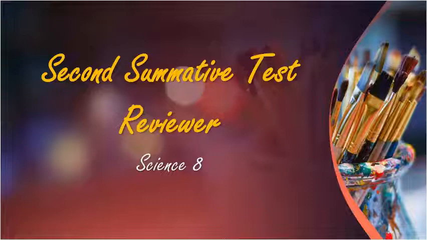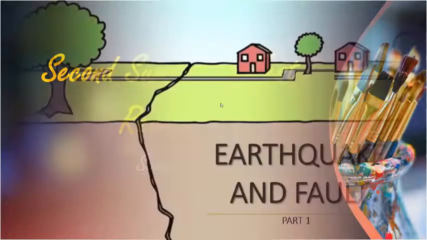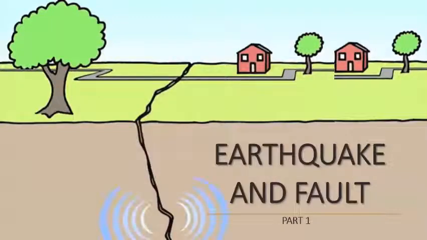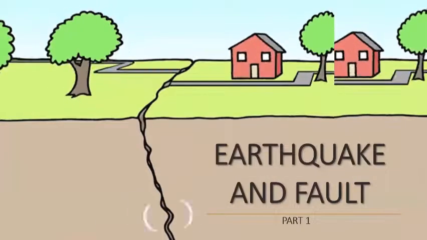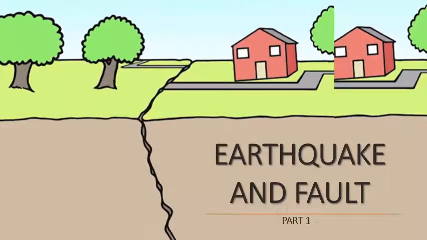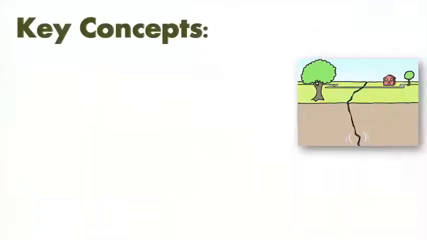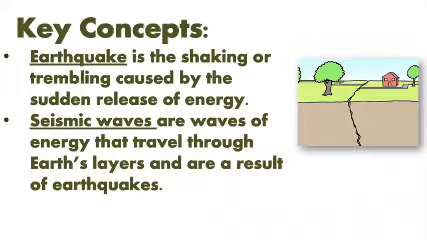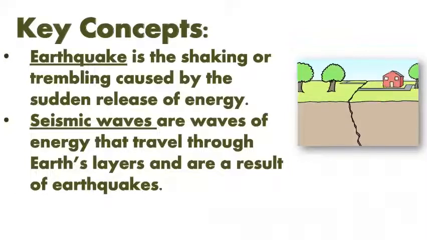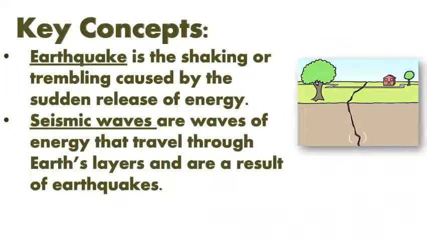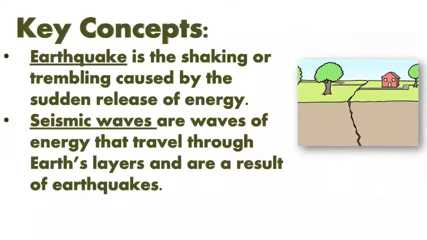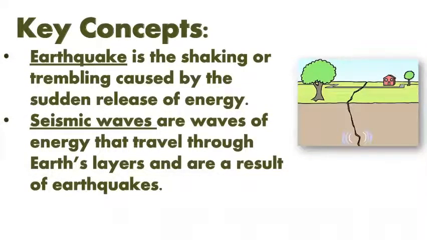So for this part, we are going to first discuss the earthquakes and faults. As for part 1, we discussed this on our first week of second quarter. So let me give you the key concept about this topic. When we talk about earthquake, it is a shaking or trembling caused by a sudden release of energy. Earthquakes are the result of energy being released when a fault slips.